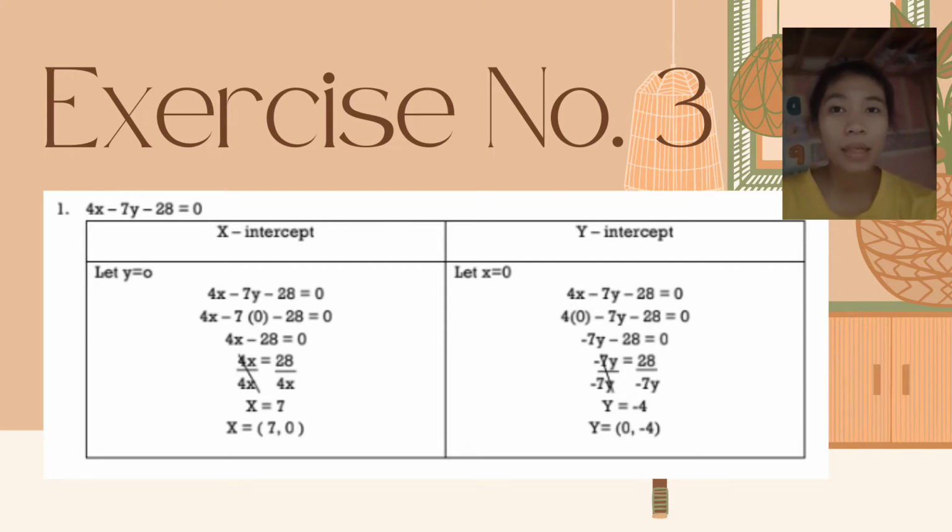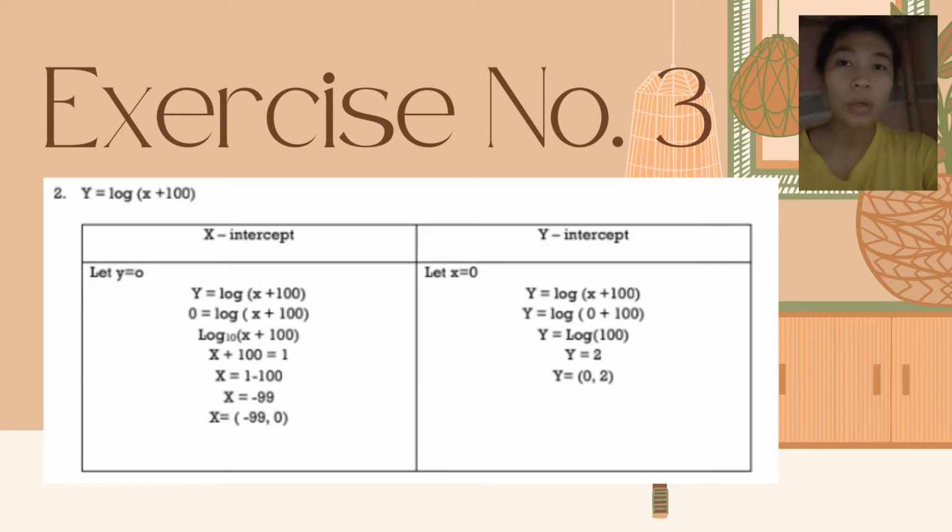Sa y-intercept naman, let x equals 0. So 4x minus 7y minus 28 equals 0. 4 times 0 minus 7y minus 28 equals 0. Then to get the value of y, divide negative 7y to both sides. So negative 7y divided by 7, cancel 7, that will become y. And 28 divided by negative 7 is y equals negative 4. So the final answer is 0 and negative 4.